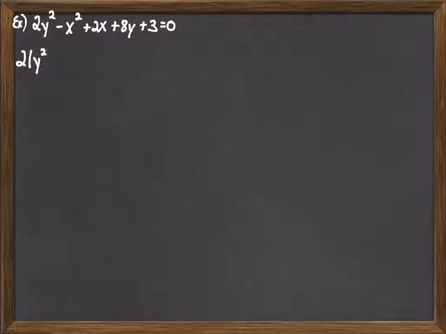So we do a couple of things here. I group my y's together, and while I'm at it, I go ahead and factor out the 2, because when we complete the square, we don't want anything in front of the squared term. And I group my x's together, and while I'm at it, I go ahead and factor out the negative sign, because again, we don't want anything in front of the squared term. And then I took the negative 3 and slipped it over to the other side.